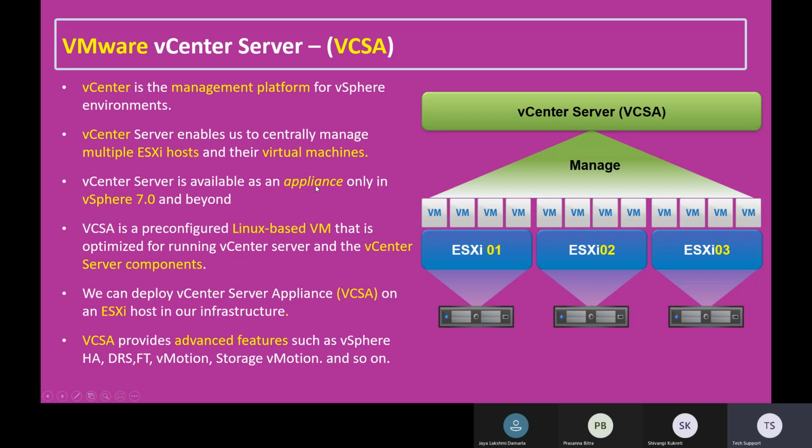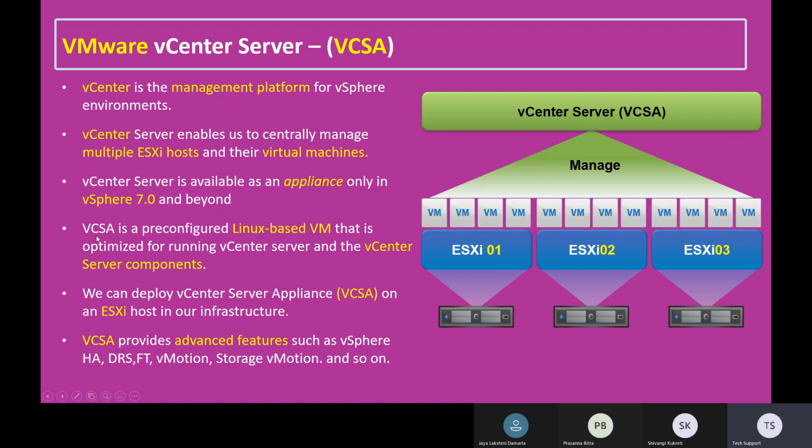So vCenter Server is an appliance only in vSphere 7 and beyond. Why do they mention vSphere 7 specifically? Before vSphere 7, in editions like vSphere 6, 6.5, 6.7, VMware vCenter was available in two flavors: one Windows flavor and one appliance flavor. But from 7 onwards, VMware removed the Windows edition completely. So that's the reason I highlighted this point. vCenter Server is available as an appliance only. From the 7 series onwards, there is no Windows version of vCenter Server.